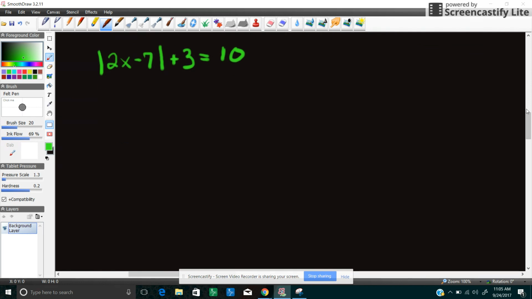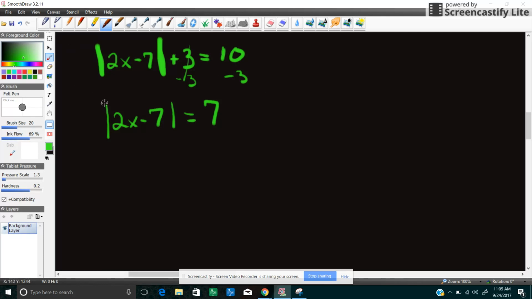In this example, I went ahead and did another step further. The first example had our absolute value bars around our expression and nothing else. This one, however, has a plus 3. So we're not allowed to have that. We have to actually move the 3 first. So before I do any kind of solving, I'm going to move the 3, which means I have the absolute value of 2x minus 7 is equal to 7.